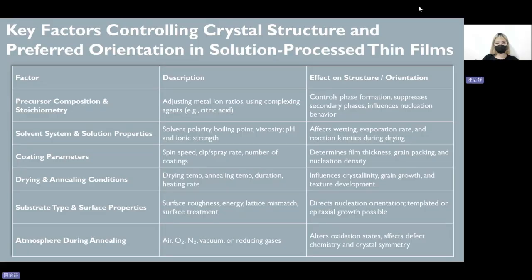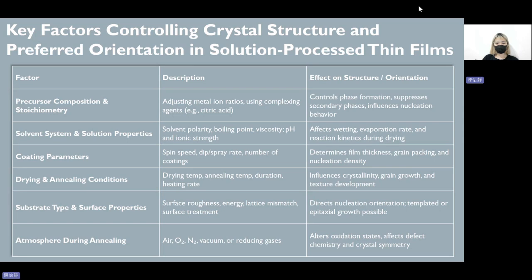First, key factors controlling crystal structure and preferred orientation in solution processed thin films. Precursor composition and stoichiometry: the metal ion ratio in the precursor solution directly affects the phase purity and resulting crystal structure. Use of complexing agents can influence metal coordination and slow down hydrolysis, leading to controlled nucleation.